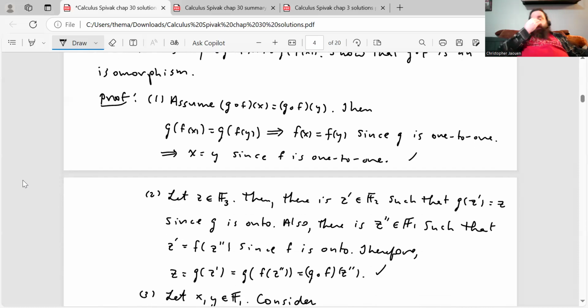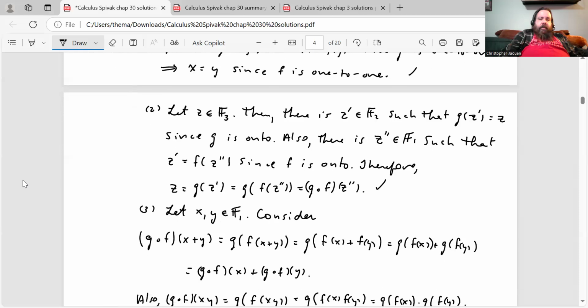Assume G composed with f of x equals G composed with f of y. Then G of f of x equals G of f of y implies f of x equals f of y because G is 1 to 1, and that implies also that x equals y since f is 1 to 1. Right, so G composed with f is 1 to 1.